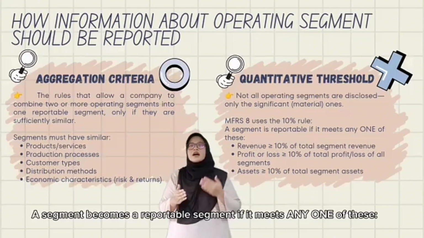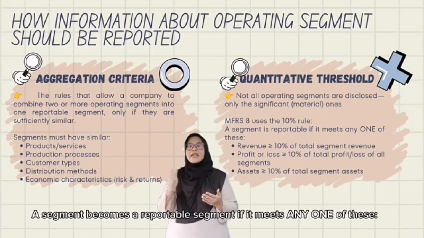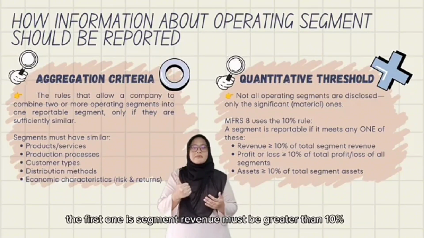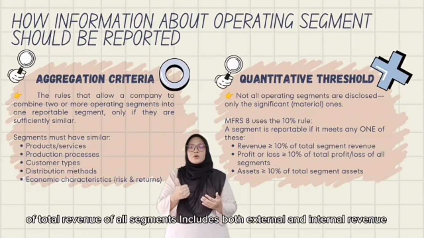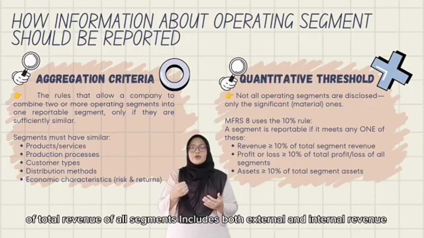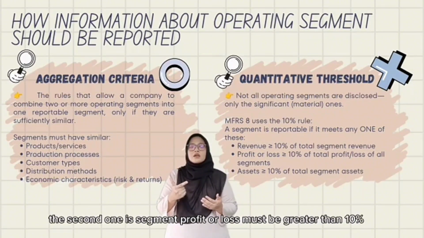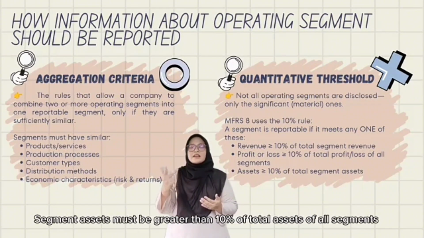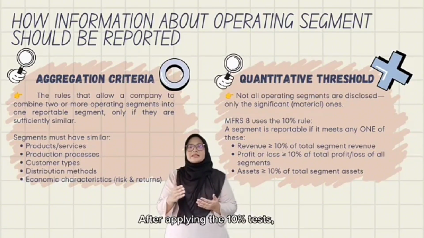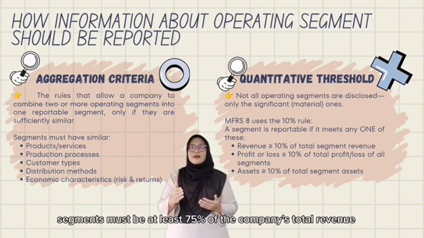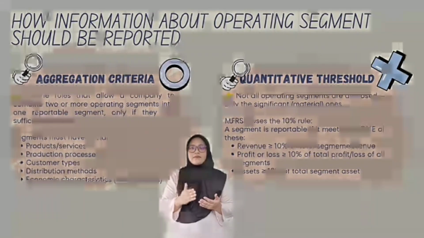A segment becomes a reportable segment if it meets any one of these. First one, the segment revenue must be greater than 10% of the total revenue of all segments, including both external and internal revenue. Second one, segment profit or loss must be greater than 10%. Third one is segment assets must be greater than 10% of the total assets of all segments. After applying the 10% test, segments must make up at least 75% of the company's total revenue.